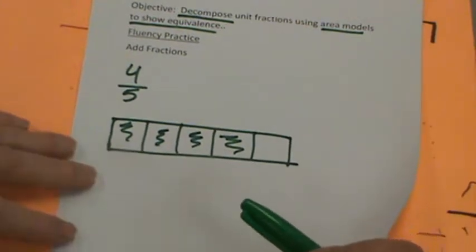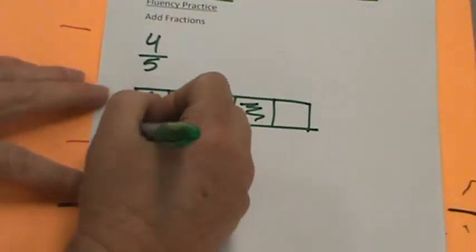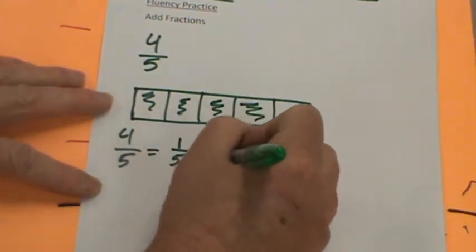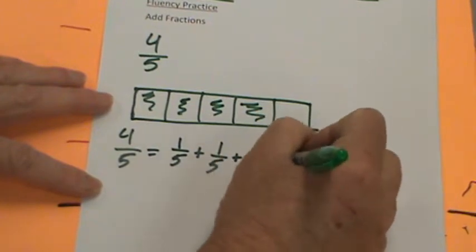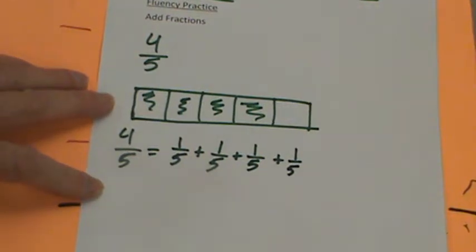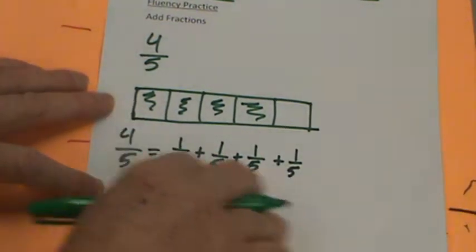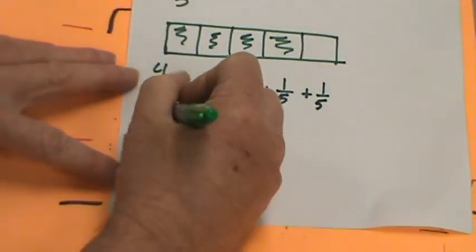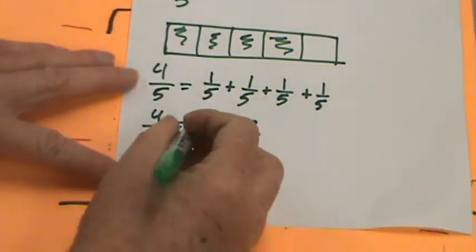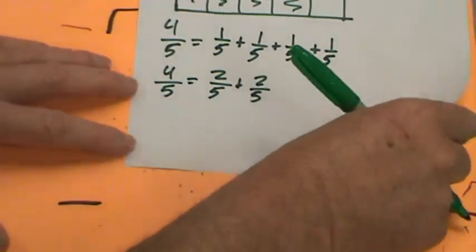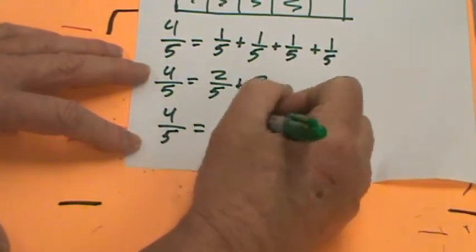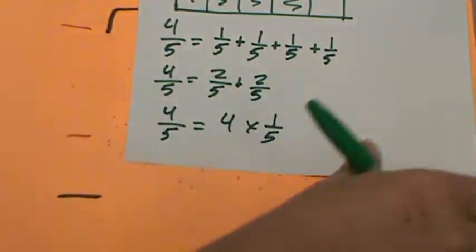And let's break this apart, decompose, to show that 4/5 equals 1/5 plus 1/5 plus 1/5 plus 1/5, right? 1, 2, 3, 4/5. Now remember, we could also modify this to say maybe 4/5 equals 2/5 plus 2/5, right? 2 plus 2 is 4, 4/5. Or we can just go to multiplication and say 4/5 equals, remember, multiplication is just repeated addition, 4 times 1/5. And that's how we do it.